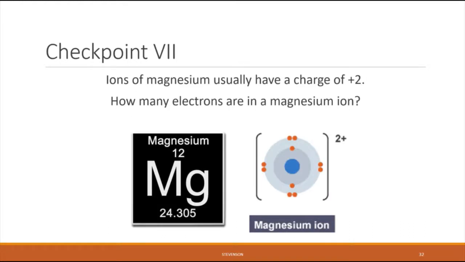And lastly, we have this checkpoint, which is a little bit tricky, so take your time on this one. Ions of magnesium usually have a charge of +2. So this means that they are a cation with a charge of +2. How many electrons are found then in a magnesium ion? And you have a little bit of information down here that will help you with this. From this square, you can find the number of protons in a magnesium atom, and that should help you answer how many electrons are in a magnesium ion with a charge of +2.